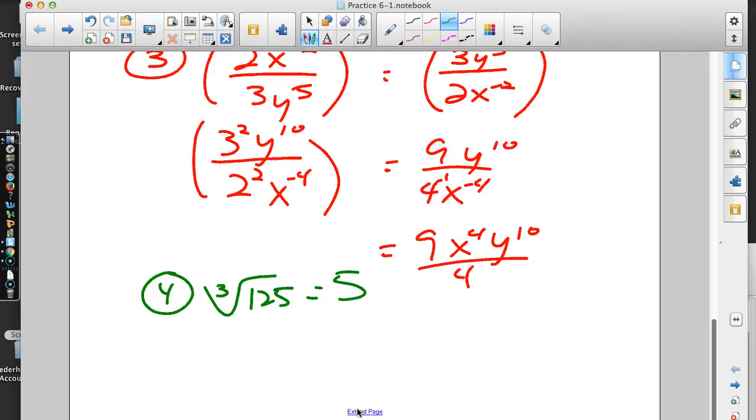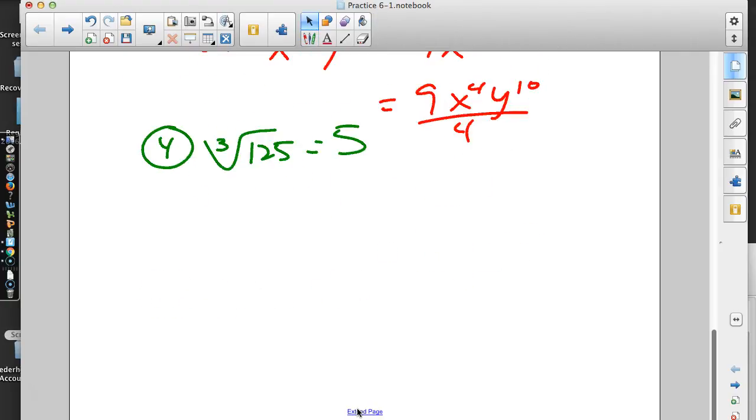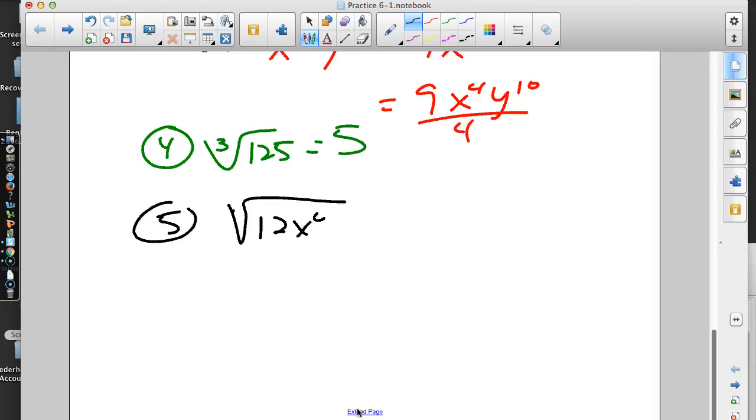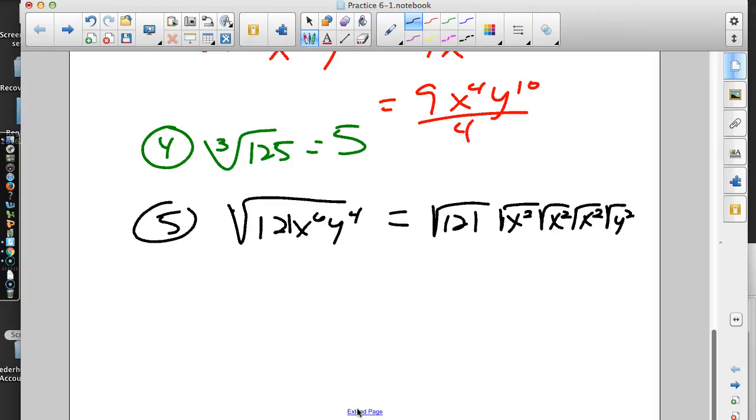And then number 5, this was the other one that I thought if anybody forgets anything, they're going to forget the absolute value bars. But we just did it yesterday, and you guys did great on this as I was wandering around spying on you. Oops, 121. There we go. So we think about how this is a square root of 121. That's a number that deals separately than these others. And then the square root of x to the 6, we could do square root of x squared, square root of x squared, square root of x squared. And then y to the 4th, square root of y squared, square root of y squared. And this would give us 11, x to the 3rd, y squared.